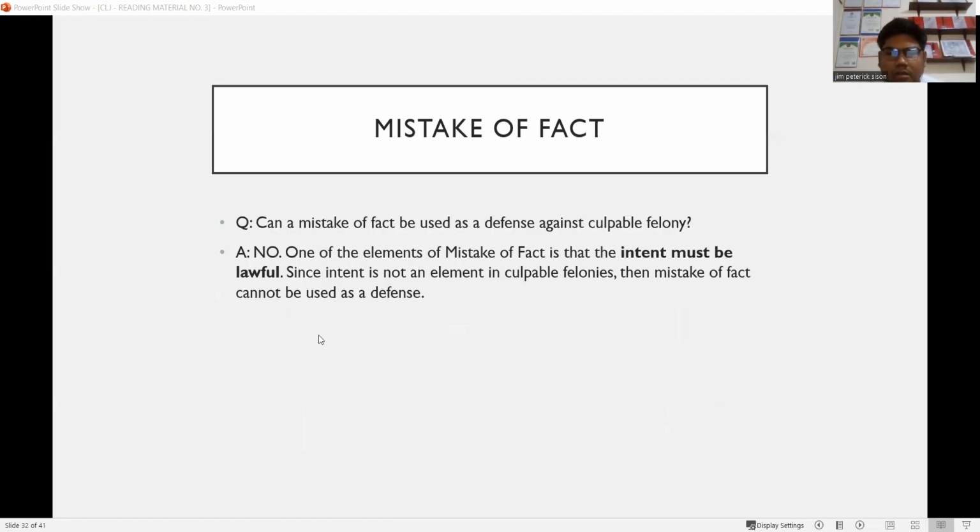So question, can a mistake of fact be used as a defense against culpable felony? The answer is no. Because one of the elements of mistake of fact is that intent must be lawful, not negligent. Okay? So since intent is not an element in culpable felonies, then mistake of fact cannot be used as a defense. Okay?